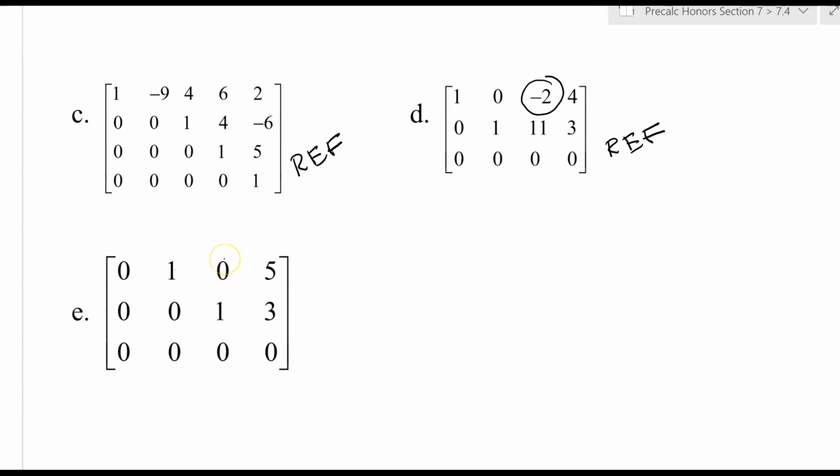And then over here, here's a leading 1 with zeros everywhere else. Here's a leading 1 with zeros everywhere else. The bottom row is all zeros. This would be reduced row echelon form.